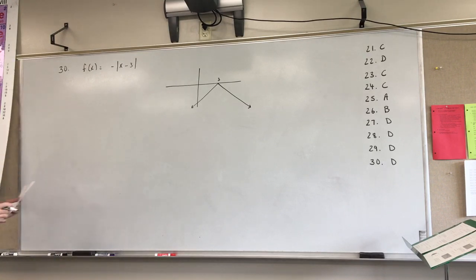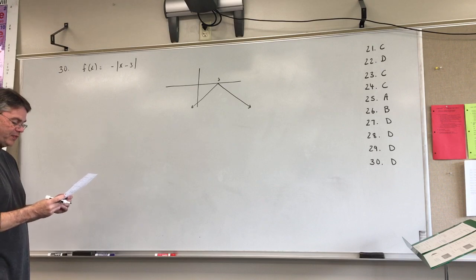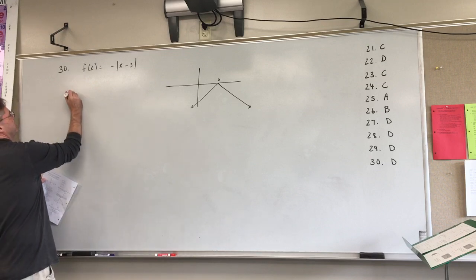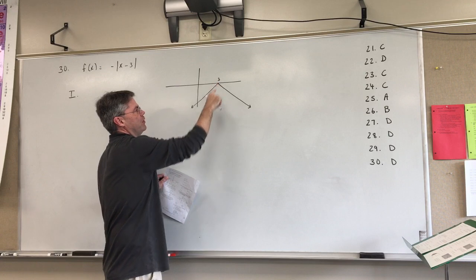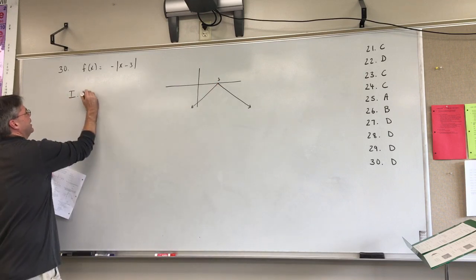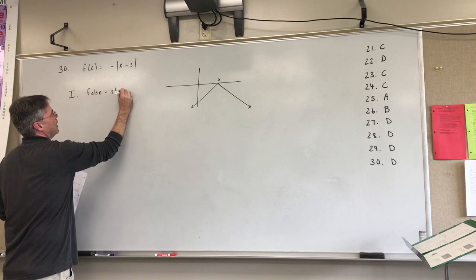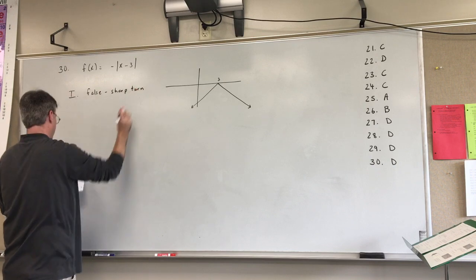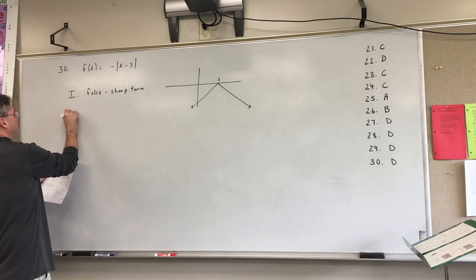So what can we learn from that graph? Number 1: f is differentiable at x equals 3. At x equals 3 we've got a sharp turn, and you can't differentiate that. So that is false. Any answers that have Roman numeral 1 in them are toast, and none of them have it.